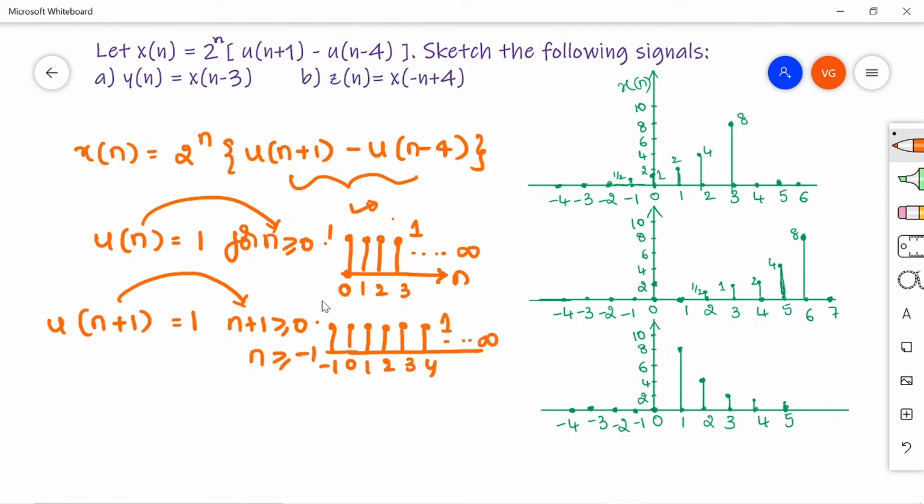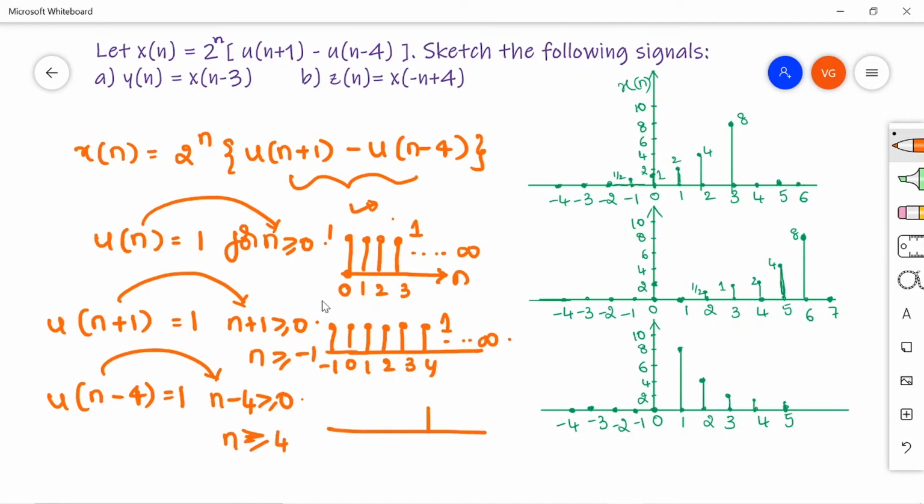So till infinity. Then u of n minus 4 again is equal to 1 when n minus 4 is greater than or equal to 0. Means what? n is greater than or equal to 4. That is, the signal starts from 4. Right? Till that point of time you will have only zeros. So at 4, 5, 6, 7 till infinity you have an amplitude of 1. Right? So this is u of n plus 1 now, and this is u of n minus 4. What are they asking? U of n plus 1 minus u of n minus 4. So simply subtract the amplitudes of these two signals at each and every instant of time n.